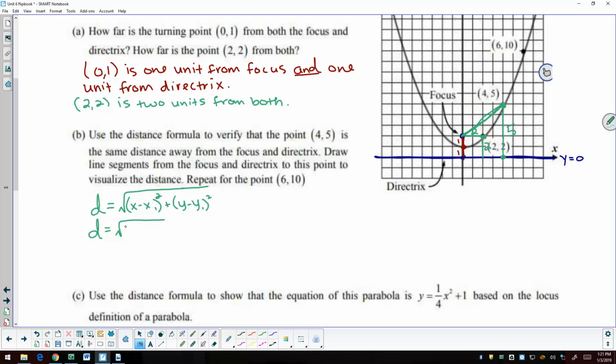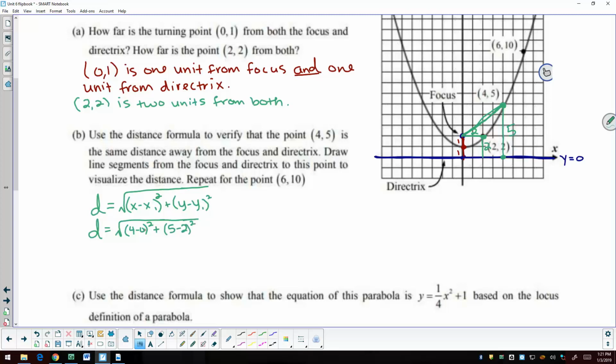And it doesn't matter who you add or subtract or who goes first, because you're going to end up squaring it. So even if you get a negative, if you reverse the order of subtraction, when you square it, it'll be positive anyway. So if I do 4 minus 0 squared plus the y's, now I should go in the same order. So the y that went with 4 was 5. And the y that went with my focus is 2.